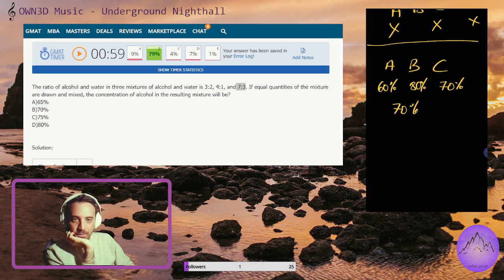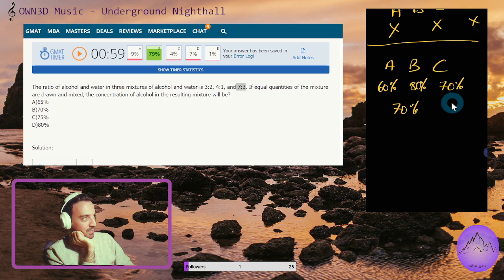So I started writing here, A, B, and C. I just named the 3 mixes and, based off those ratios, what those percentages were. So 60%, 80%, and 70% alcohol.